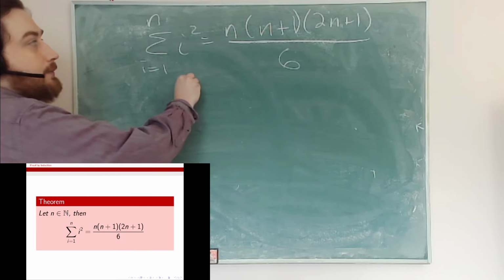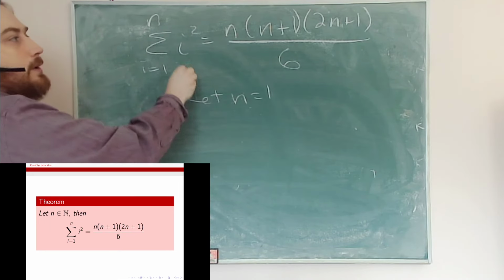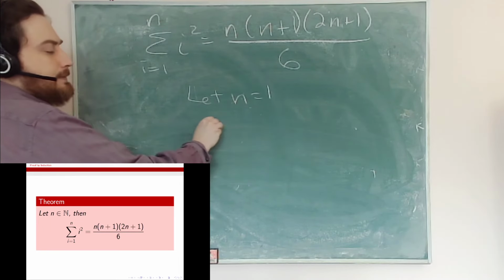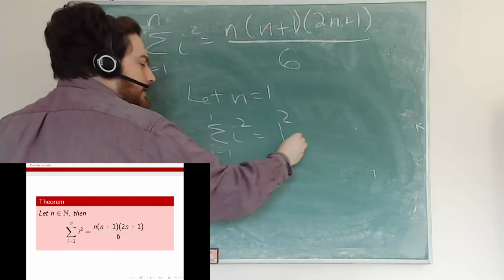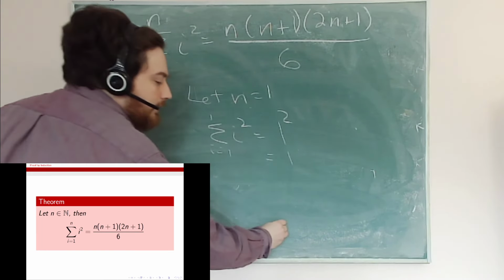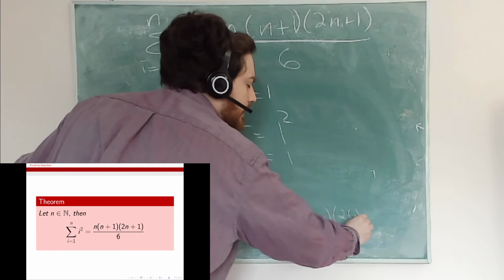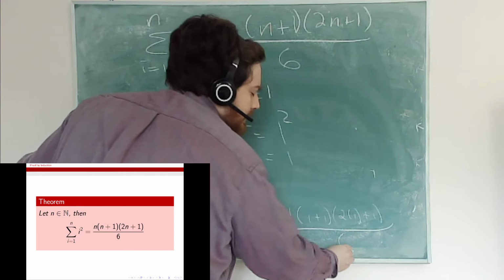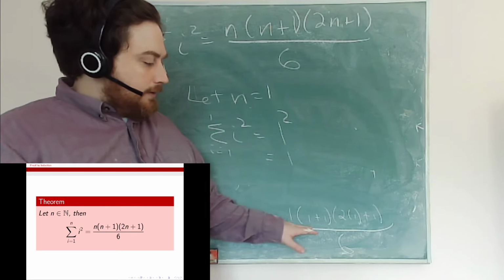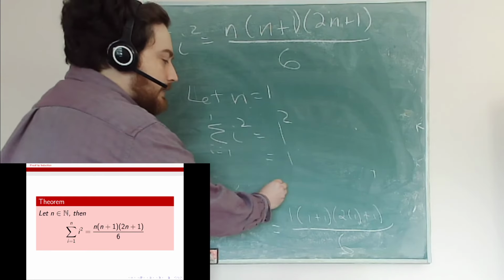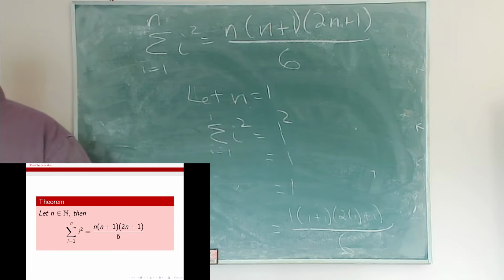The first thing we need to do is if we let n equal 1, that's our base case, we're going to get the sum from 1 to 1 of 1 squared is 1. So that's 1 squared is 1. On the other hand, we're going to get 1 times 1 plus 1 times 2 times 1 plus 1 divided by 6. If we calculate this, we get 1 times 2 times 3. 2 times 3 is 6, divided by 6 is indeed 1. So this does work out for the base case when n equals 1.